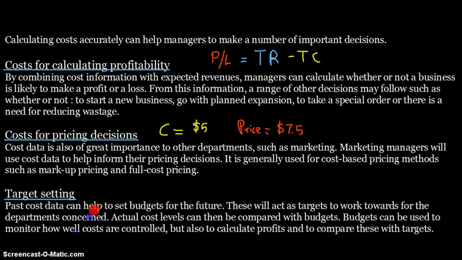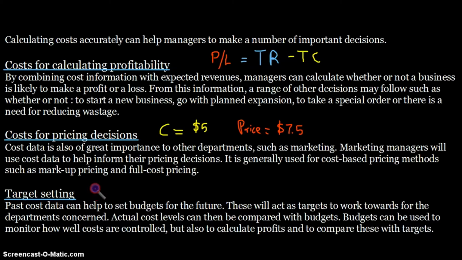Target setting. Past cost data can help to set budgets for the future. These will act as targets to work towards for the department concerned. Actual cost levels can then be compared with budgets. Budgets can be used to monitor how well costs are controlled, but also to calculate profits and to compare these with targets.